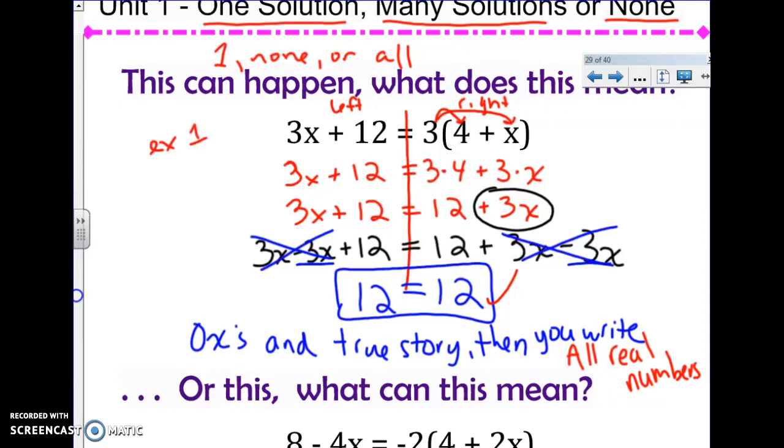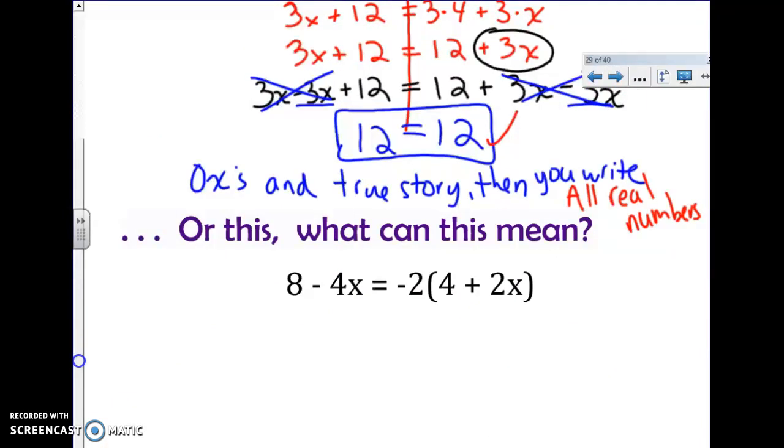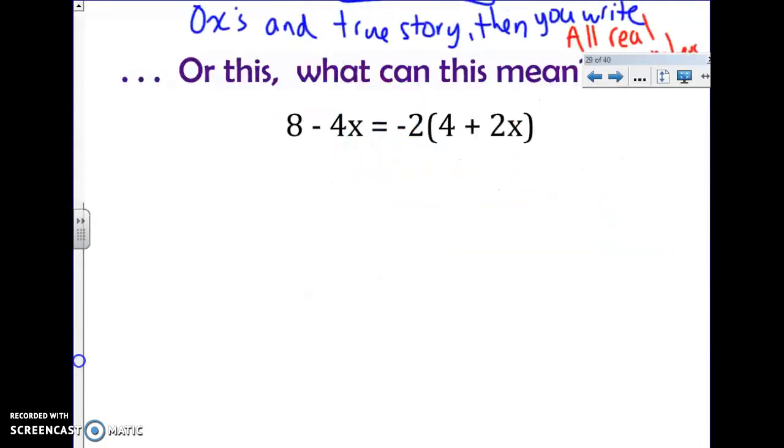1/2 will make this work. 2.3 will make this work. -1 million will make this work. And you can test me on that. Any number is going to make that work. All right, but going on to our second example.